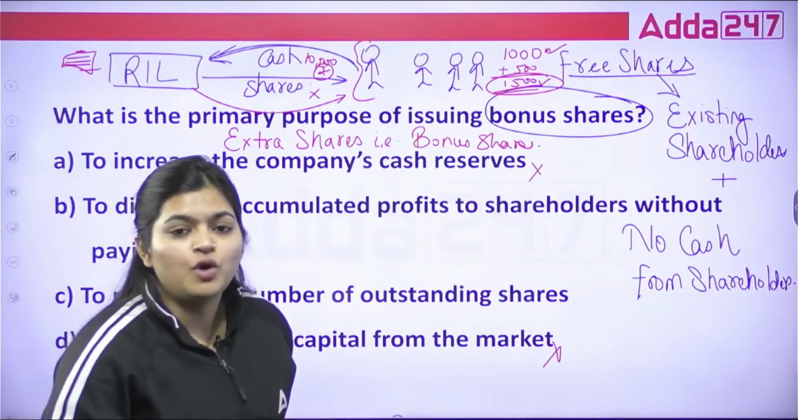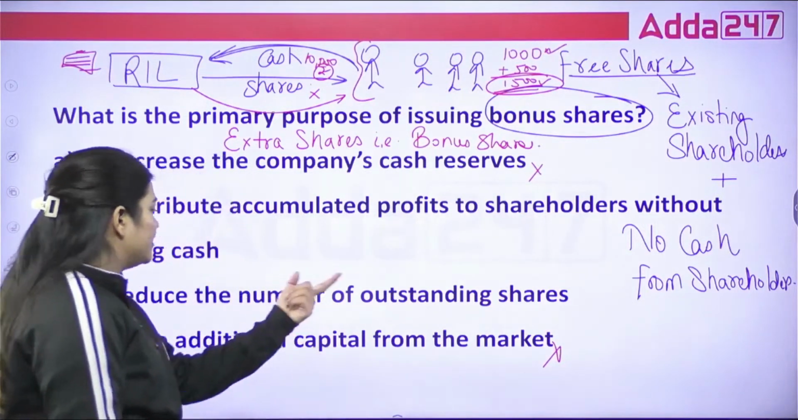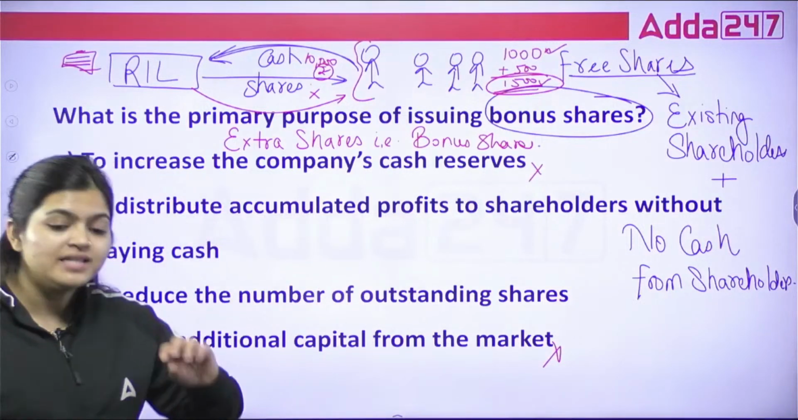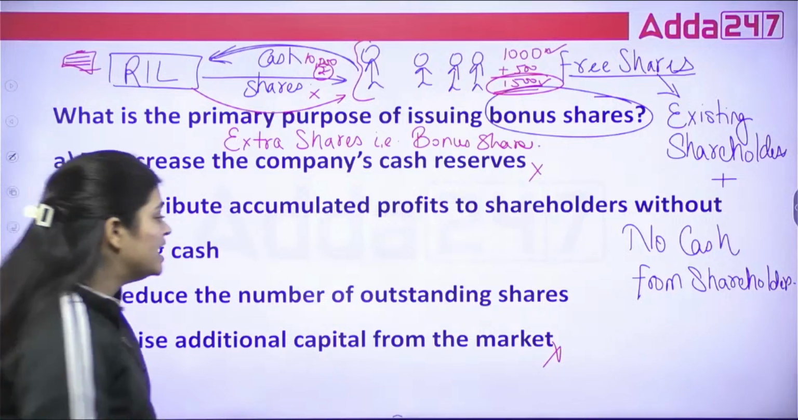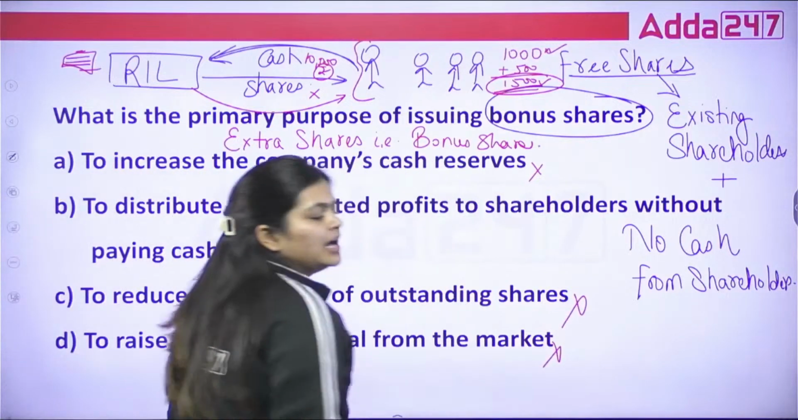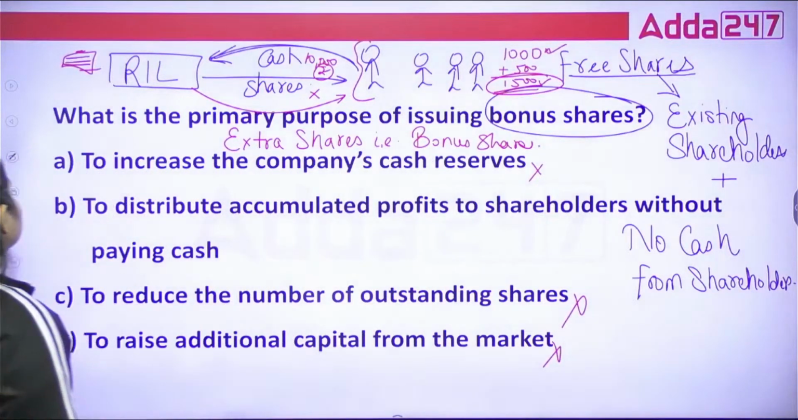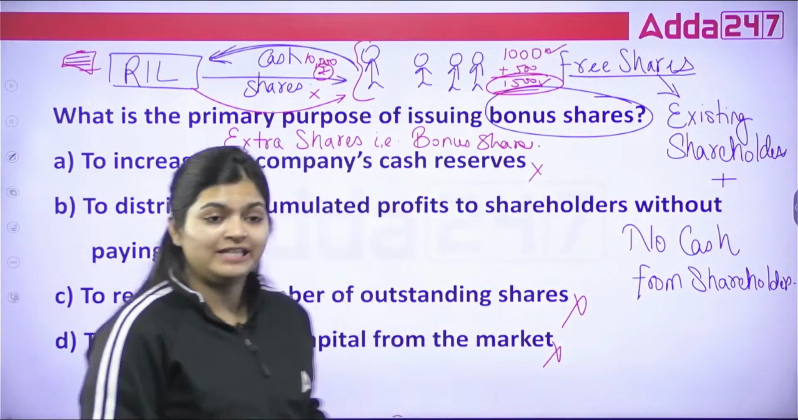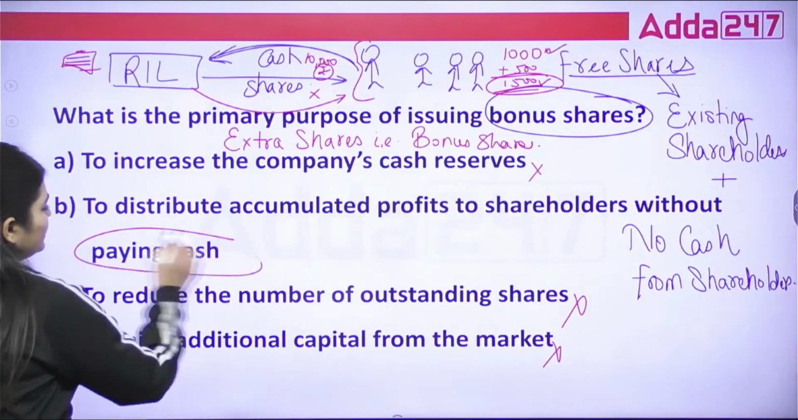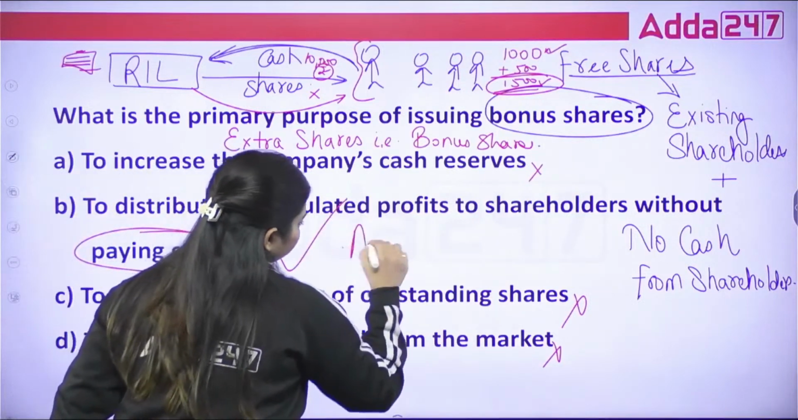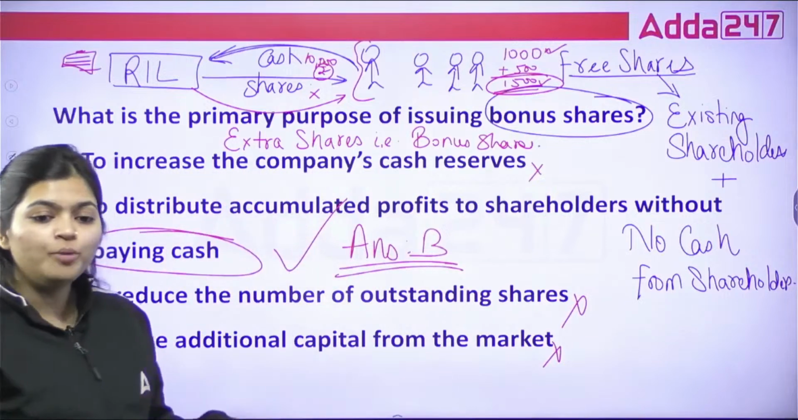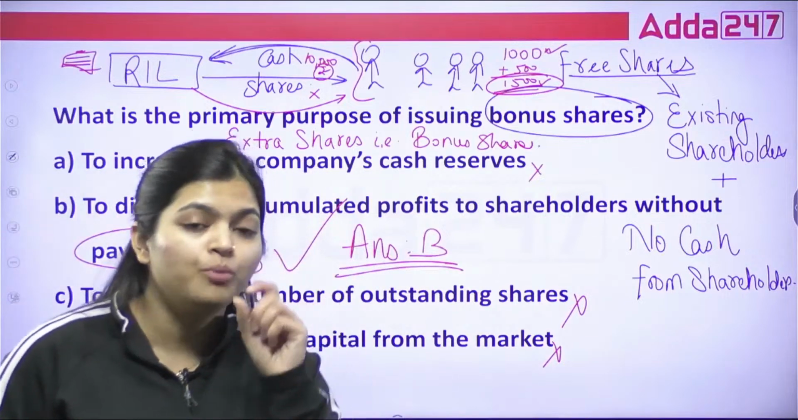So that means what? That means a reduction in the number of outstanding shares. No, that means an increase in your outstanding shares. So again, your C answer is wrong. Now let's read B. To distribute accumulated profits to shareholders, yes, without paying cash. So the answer B is your correct one. I hope now everyone got the idea of what bonus shares are.